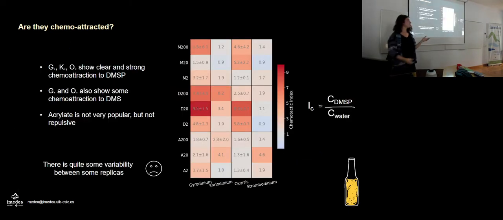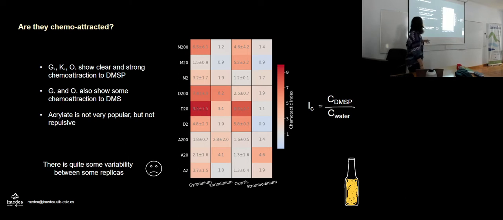And then we try to get a number for chemoattraction by seeing it as a ratio of the concentration in the capillary filled with the substrate and the capillary with water, and I will not enter into the details of the numbers. But we see quite some clear chemoattraction, at least of certain organisms, towards DMS and DMSP, and we don't see a clear signal for acrylate, so maybe they don't like it, but they don't go away from it like crazy.